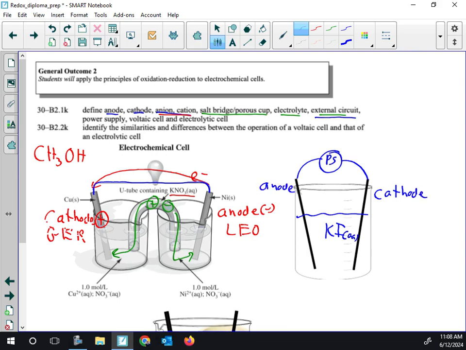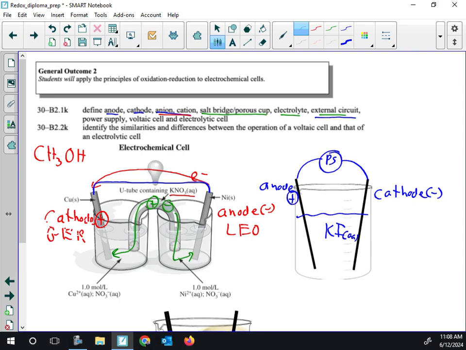I've labeled these. They're not actually determined yet. What makes one side the cathode and one side the anode is going to be your power supply. Now, one big difference is the polarity. Your cathode is actually going to be negative in an electrolytic cell, and the anode is positive.